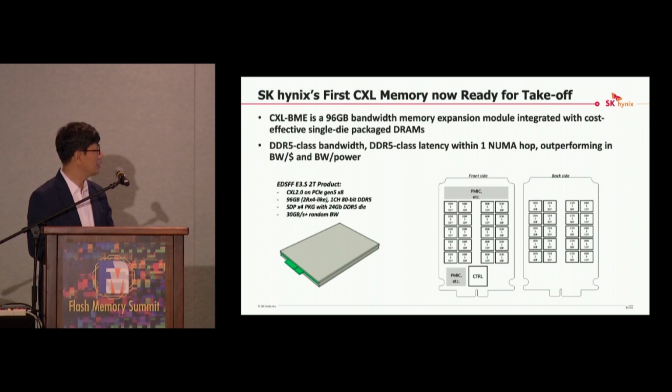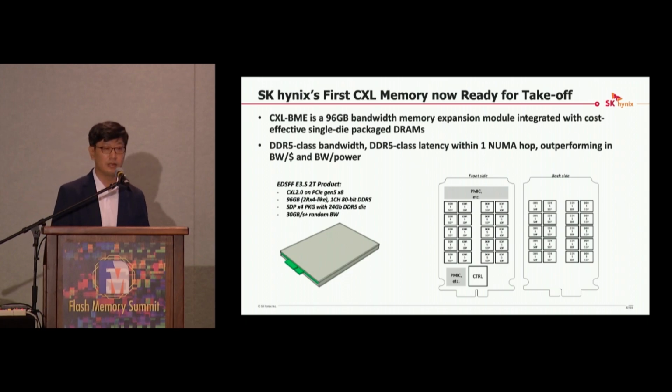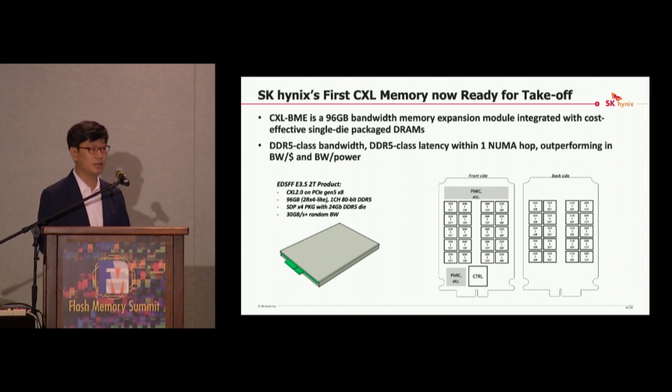And this is a single die package, by 4 packages. And this is a 24 gigabit DDR5 die. As you may know, 24 gigabit is the most advanced capacity that we have today in the DRAM industry. And the bandwidth will be between 30 gigabytes per second and 40 gigabytes per second, depending on whether it's a random workload or a sequential workload.